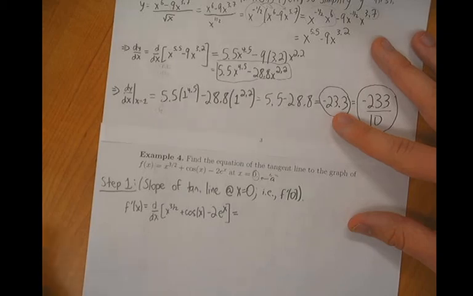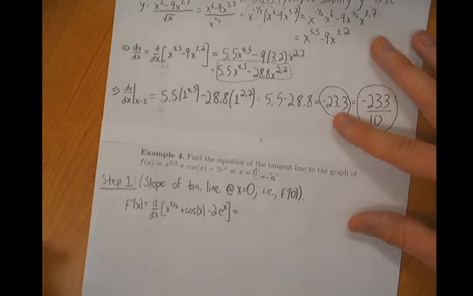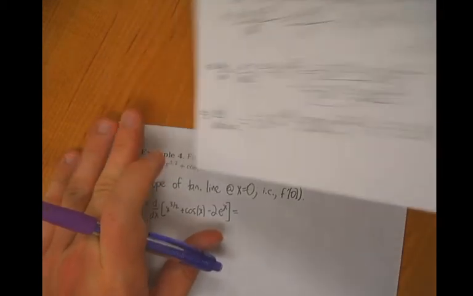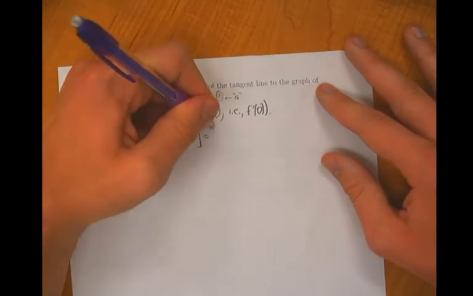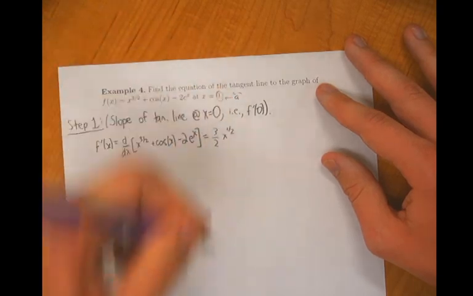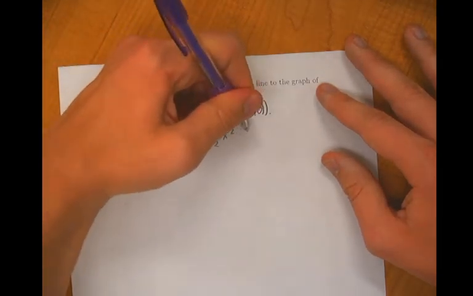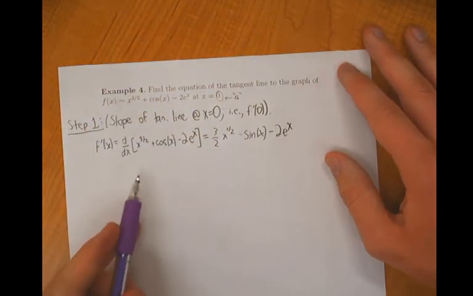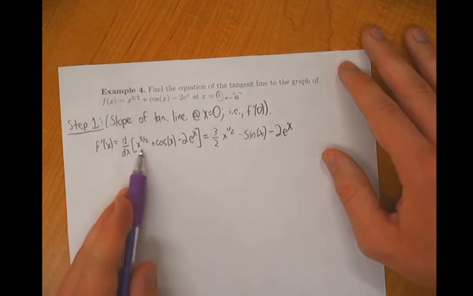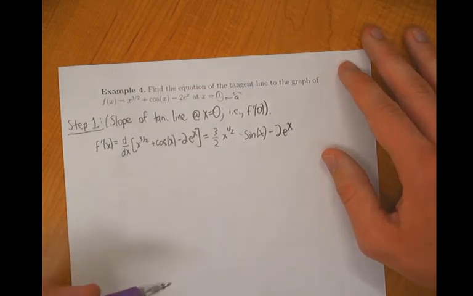Let's do some of this. Go ahead. So 3 over 2 times x to the 1/2 minus sine of x minus 2 e to the x. Yep. Okay. So we have to use the power rule, the derivative of cosine, and then the derivative of e to the x. That's what we will end up with as our derivative.